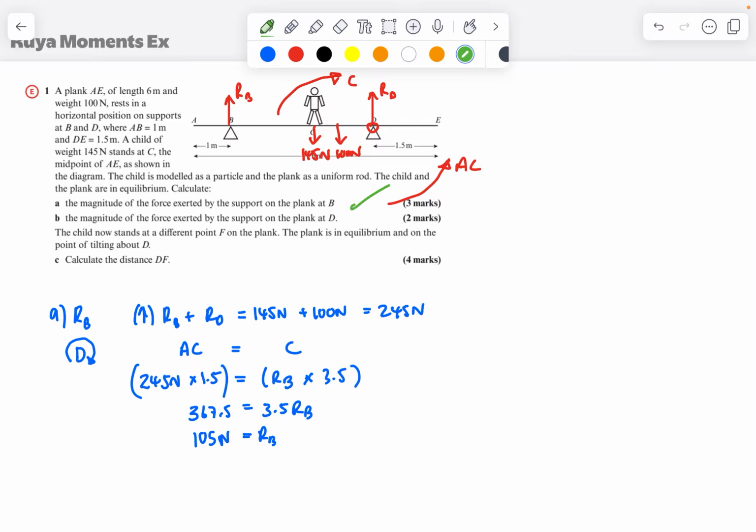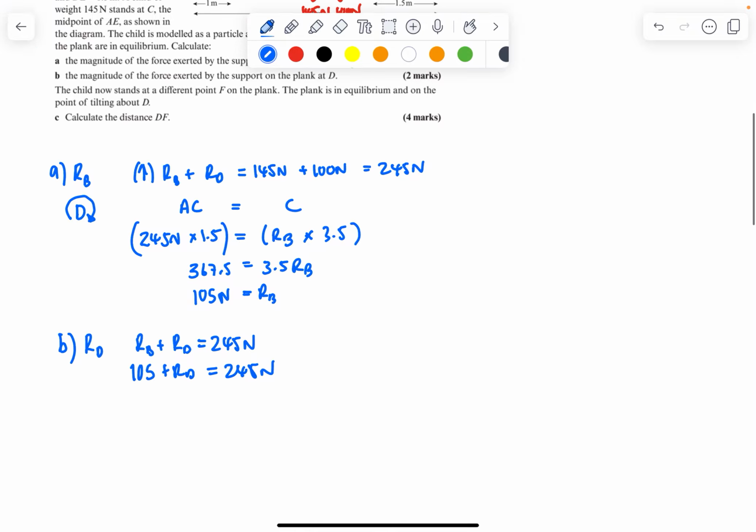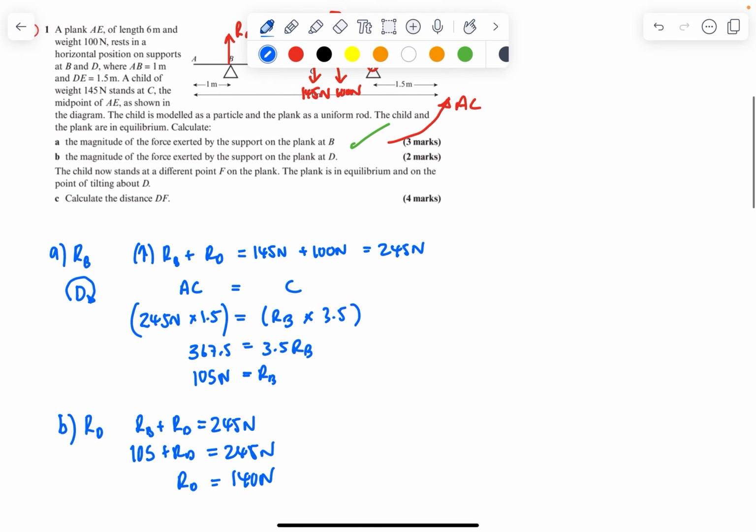That's part A. Okay, now part B. Well, the magnitude of the force exerted by the support on the plank at D, or reaction force D. Well, we already know that RB plus RD equals 245 newtons, because they were our vertical forces. And we now know that RB is 105. So 105 plus RD equals 245. So that means that RD is equal to 140 newtons. And that's part B taken care of.